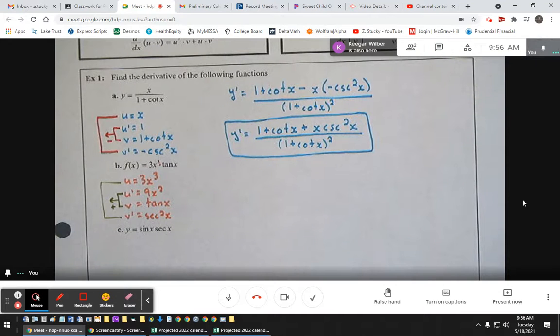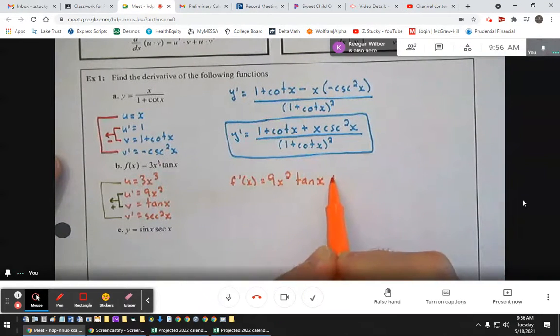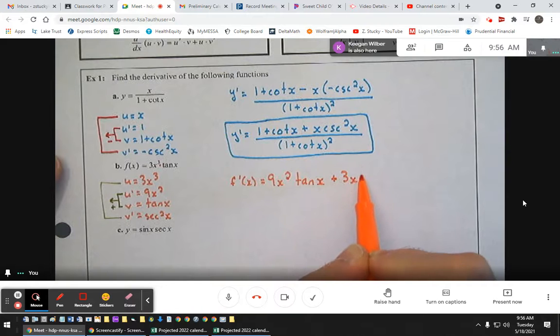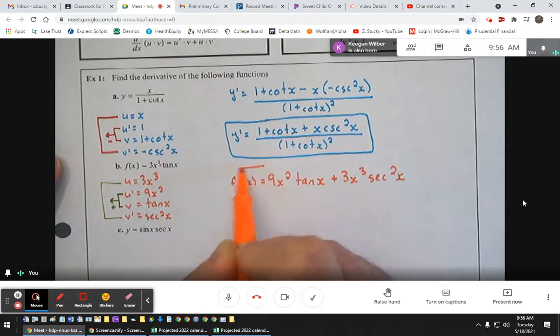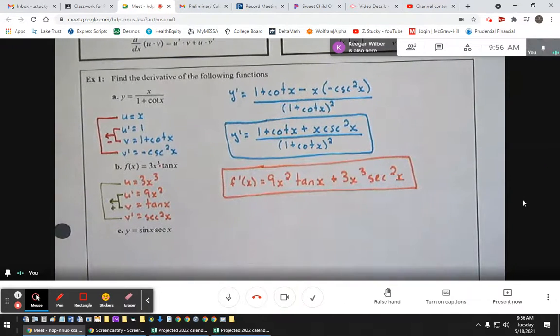What do you think? Plug and chug. f prime of x would equal u prime v. I can't put those together. Plus u v prime. I also can't put those together. That's the end of the game. What do you think? All right, you guys try the next one.